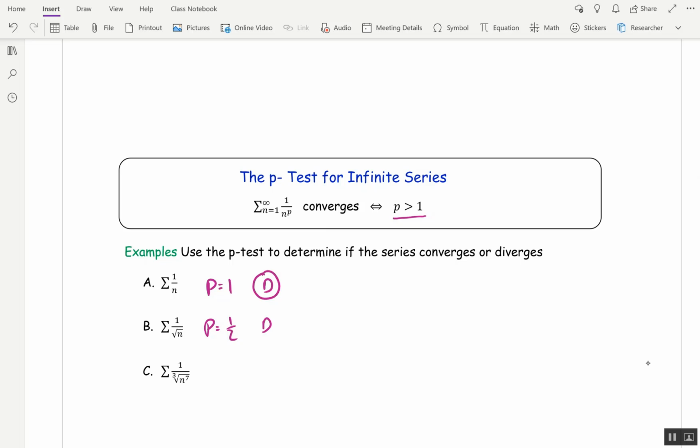So the series diverges because a half is not bigger than 1. The next one, to determine p, we're going to need to rewrite this as n to the 7/3. So that would converge because p is 7/3, which is bigger than 1. Okay, and that is it for those 2 tests. Next section, we're going to do comparison tests, which are incredibly useful and fun.